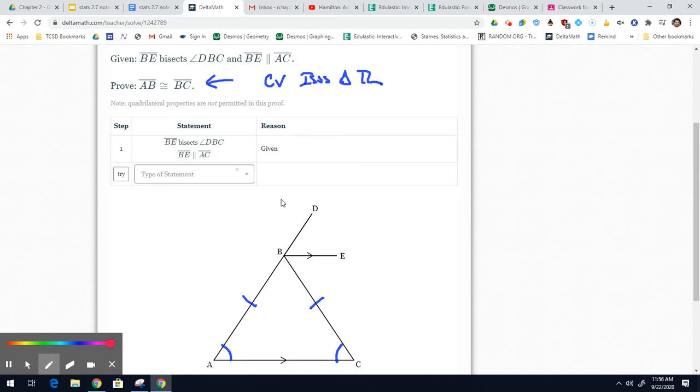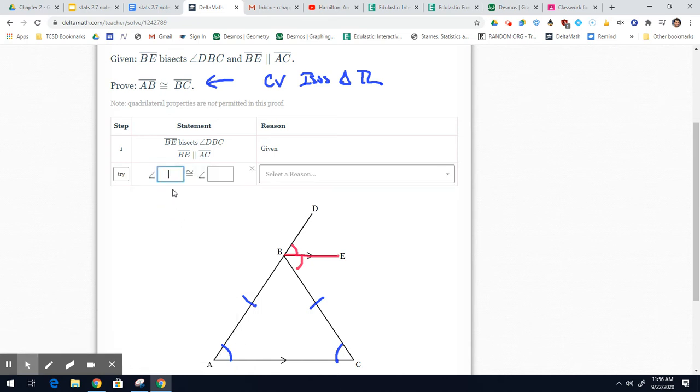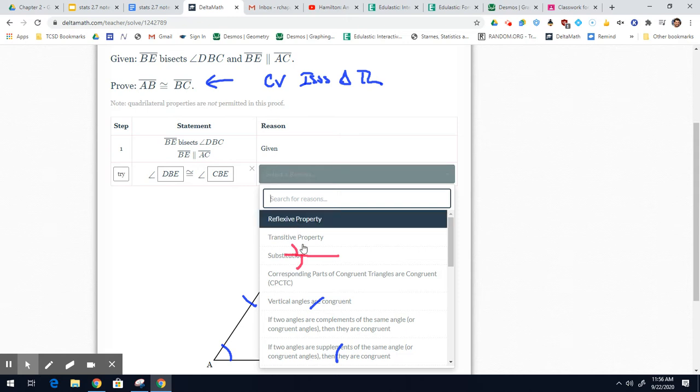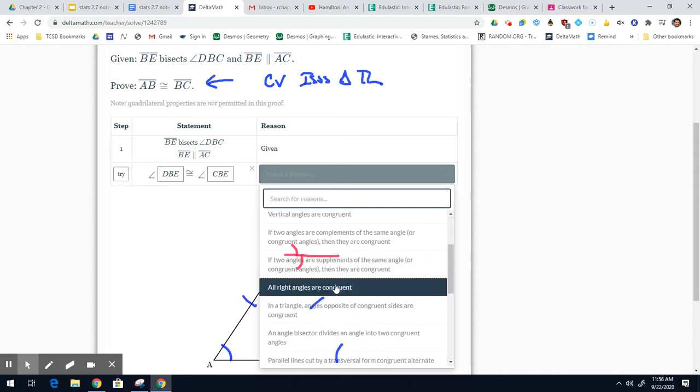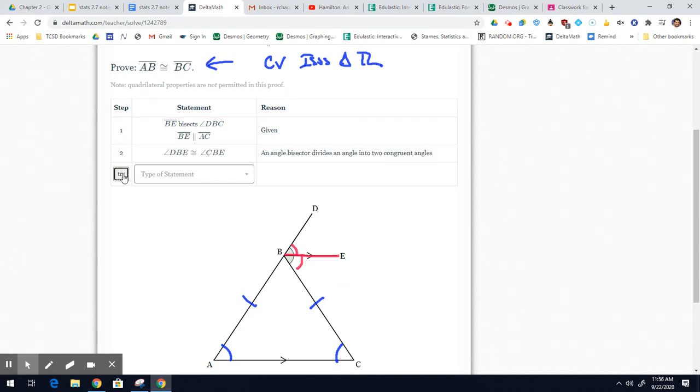Well, if I use the fact that BE bisects DBC, I know that these two angles are congruent. Angle DBE and angle CBE are congruent. That's what I'm going to say. So type statement, congruent angles. Angle DBE is congruent to angle CBE, and that's by the definition of an angle bisector. An angle bisector divides an angle into two congruent angles. Boom. Good.